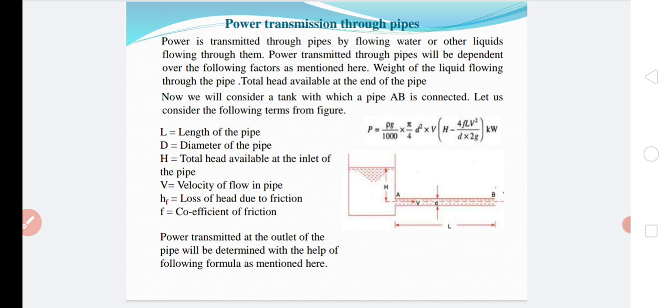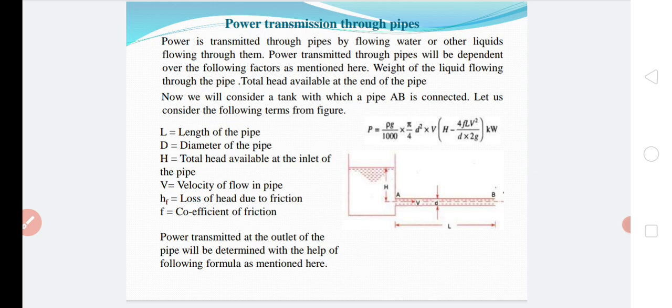The head available at the outlet of the pipe, if minor losses can be neglected, equals the total head at inlet minus the loss of head due to friction, that is capital H minus small hf, we can write.